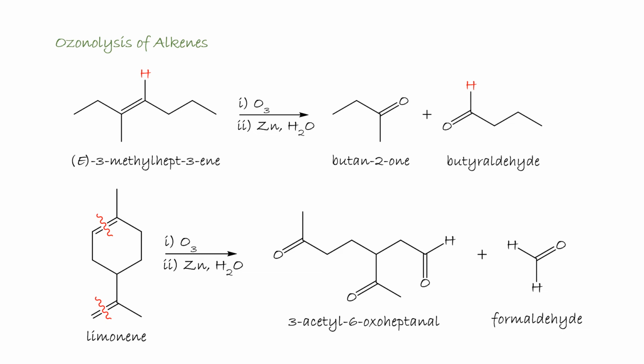Ozonolysis of alkene. If you have an alkene with a double bond, you will cut the double bond upon treating it with ozone as the first step. Second step, a reducing agent like zinc or dimethyl sulfide. This will be an oxygen, this will be a ketone, so the disubstituted carbon will give a ketone. The monosubstituted carbon gives an aldehyde.